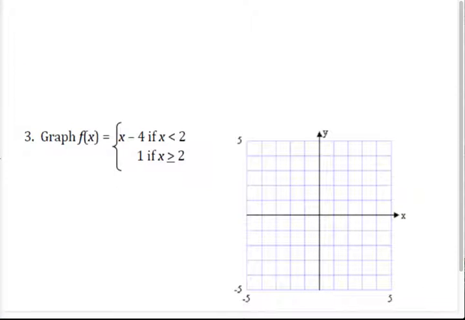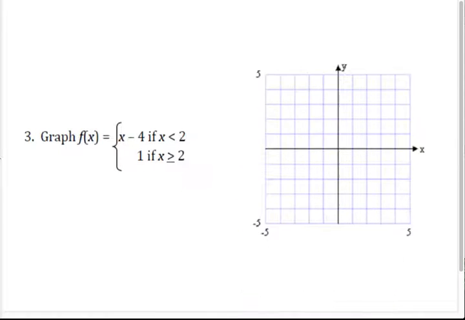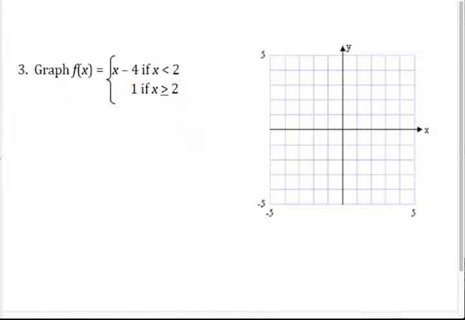Okay. This is a piecewise function. I can recognize that just by looking at it because of this. You see this little brace or bracket, and there's 2 parts to it: x minus 4 and the 1. f of x is going to be equal to both of those. I have to graph both those lines, but I only want a piece of each one. So I'm going to do this first one.